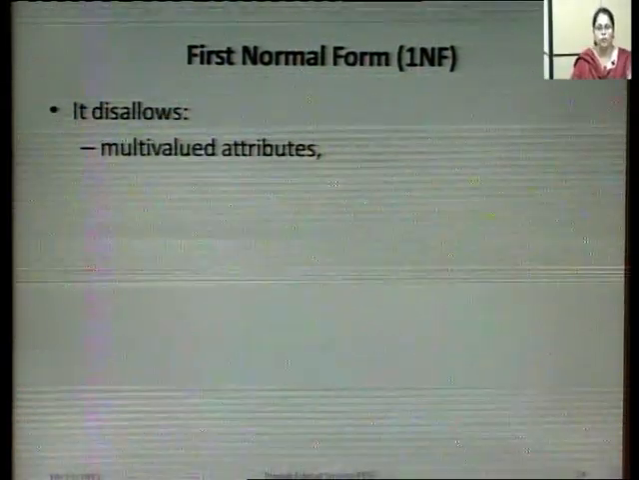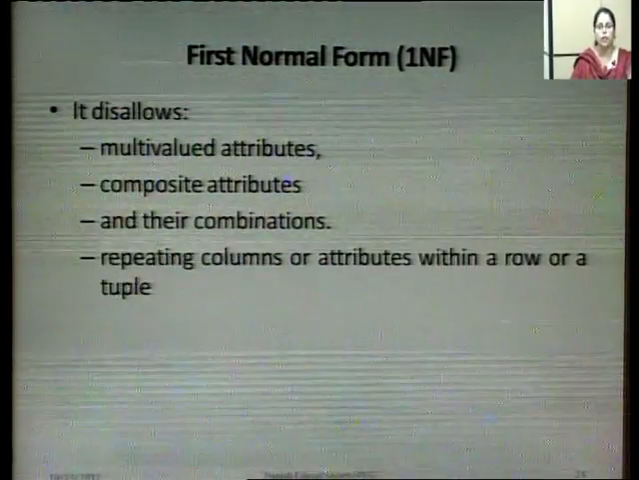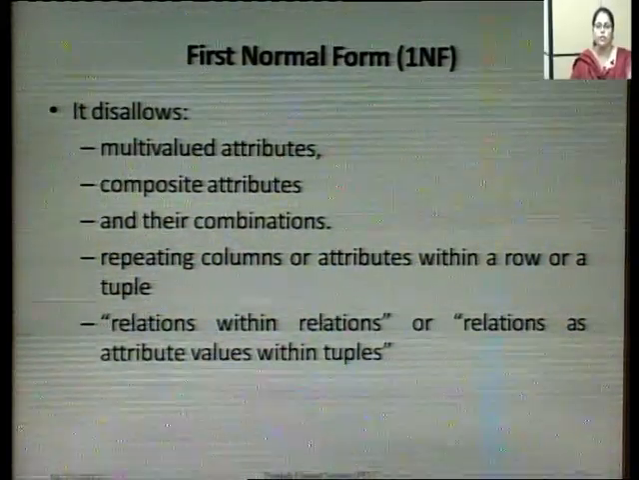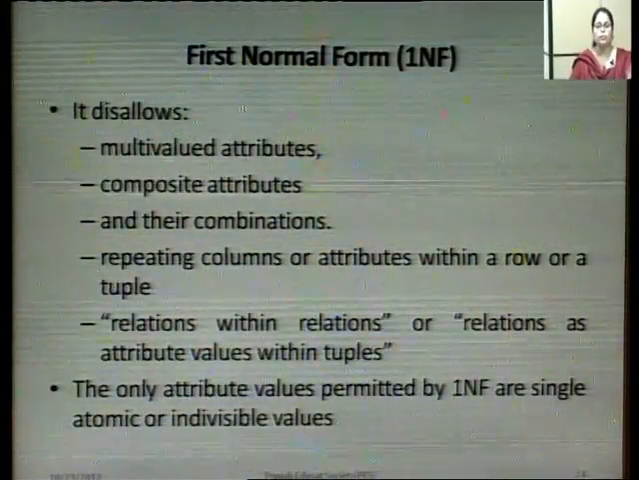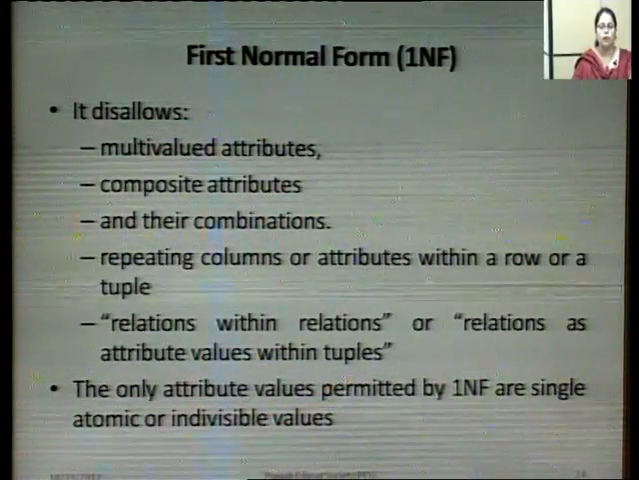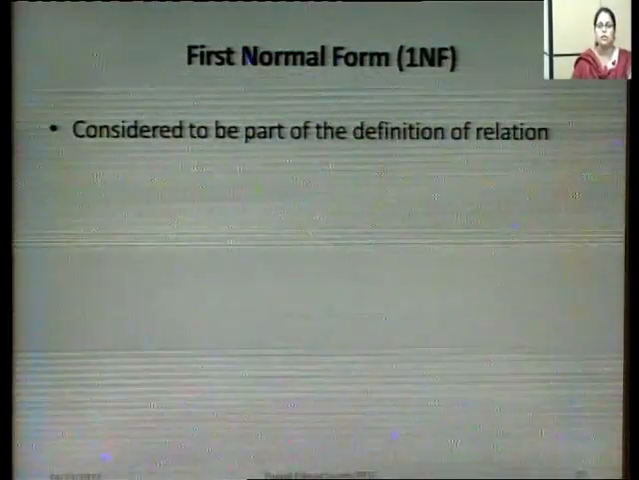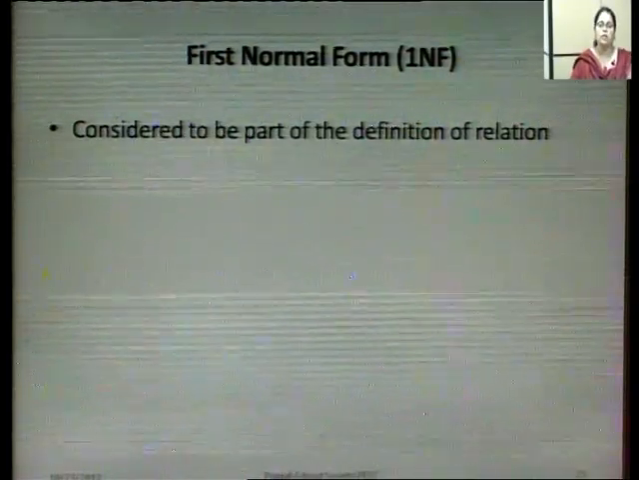So let's learn about the first normal form. It disallows multi-valued attributes, composite attributes, their combinations, repeating columns or attributes within a row or a tuple, relations within relations, or relations as attribute values within tuples. So the only attribute values permitted by first normal form are single atomic or indivisible values. It is considered to be part of the definition of a relation. That means first normal form is defined as a part of the definition of the relation.